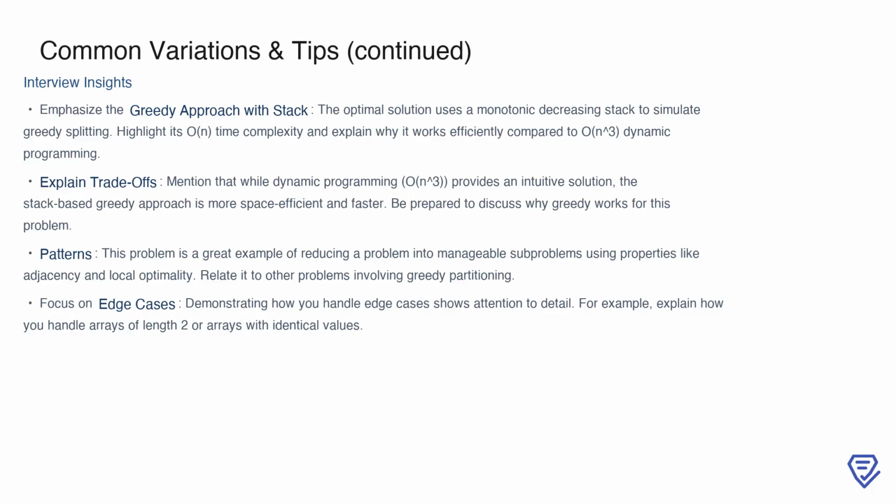You should also be ready to explain why the greedy method is effective here, particularly how it leverages adjacency and local optimality. Additionally, this problem demonstrates a pattern of breaking complex tasks into smaller subproblems, a strategy that is common in greedy and partitioning problems. Lastly, paying attention to edge cases is critical. For example, you should explain how your solution handles arrays with only two elements or arrays where all elements are identical. This level of detail shows your thoroughness and ability to anticipate edge scenarios.